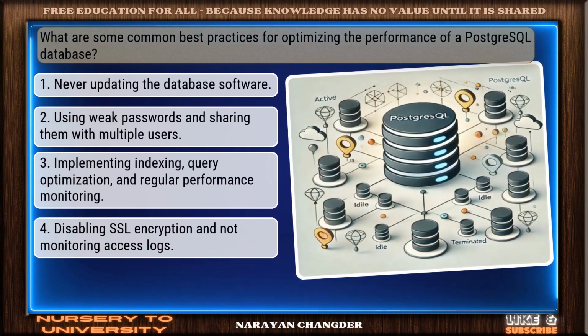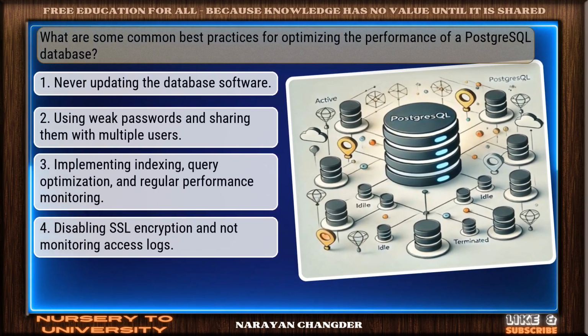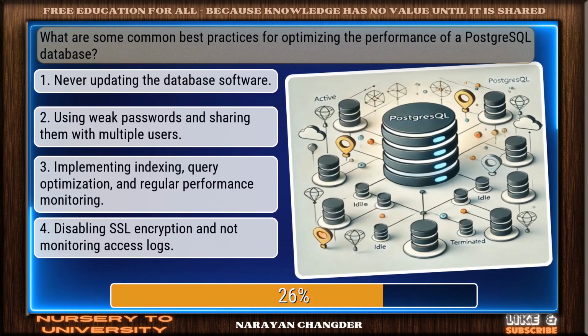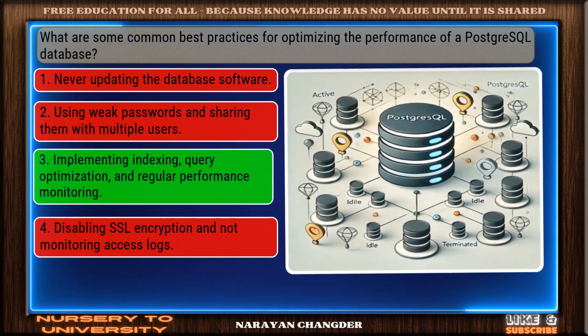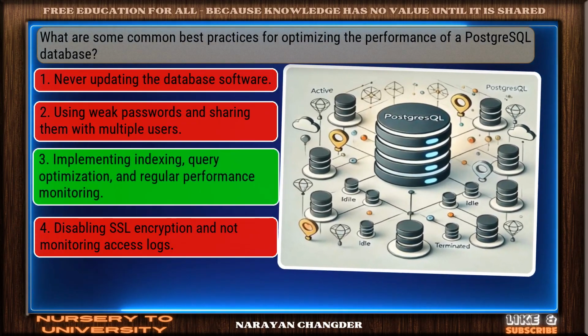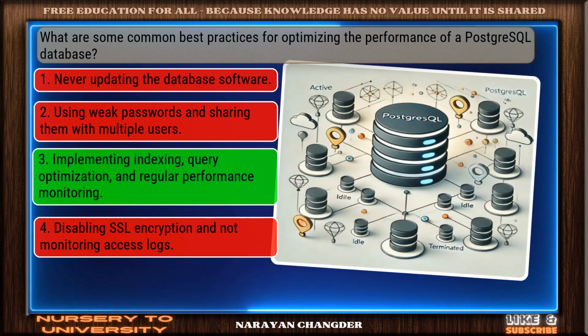Question number 13. What are some common best practices for optimizing the performance of a PostgreSQL database? Great thinking. Implementing indexing, query optimization, and regular performance monitoring is the right choice.